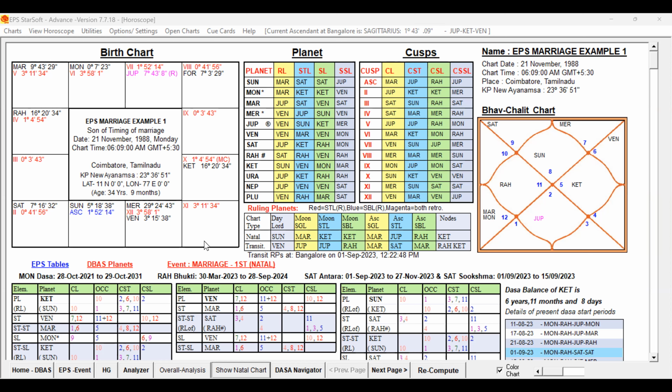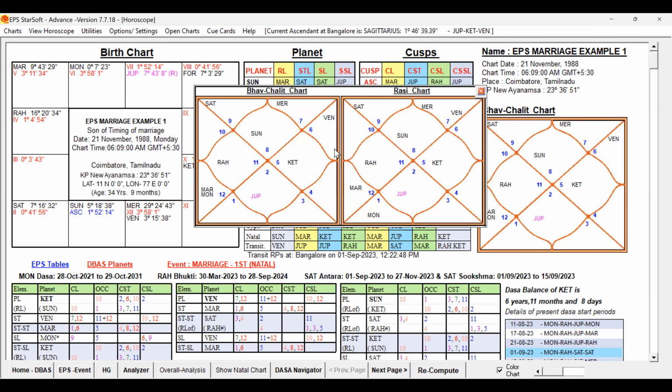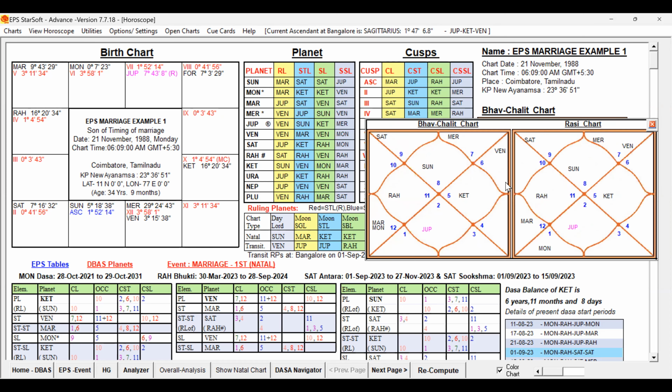What is the preliminary study? The first one is studying the birth chart, the basic study. We have to do that. Let me open that North Indian chart also, so that it will be more useful for the North Indian followers. Okay. Now, the Lagna. What is the Lagna?